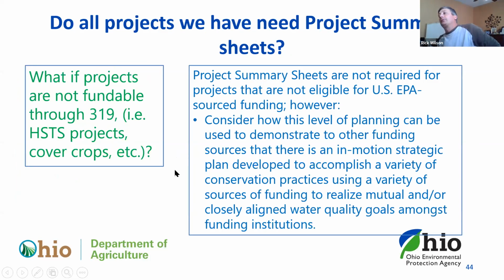What if projects are not fundable through 319? So are project summary sheets still required? No, they're not required. The only time one is required is if you're asking for 319 or US EPA, GLRI, or hypoxia funding. But consider how this level of planning can be used to demonstrate to other funding sources that there is an in-motion strategic plan developed to accomplish a variety of conservation practices using a variety of sources of funding to realize mutual and/or closely aligned water quality goals amongst funding institutions. So project summary sheets are really your pre-proposal for almost any project. It's sitting right there, and it shows funders that, hey, we're ready.